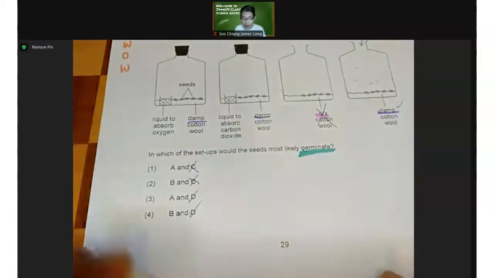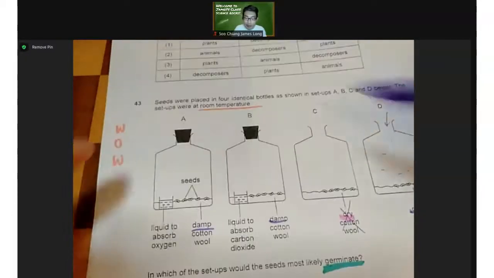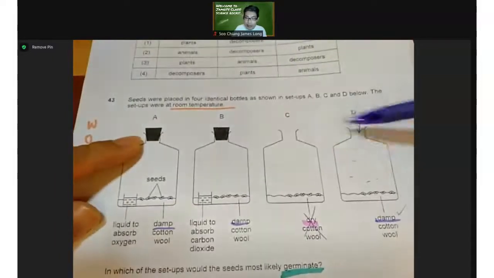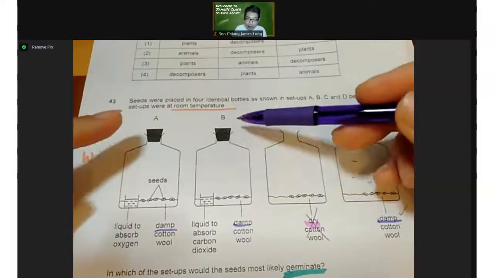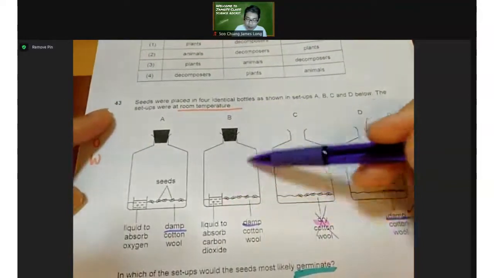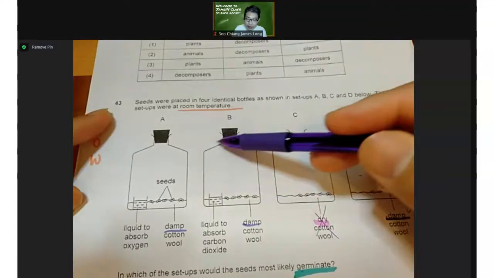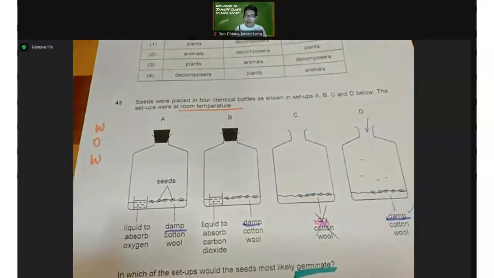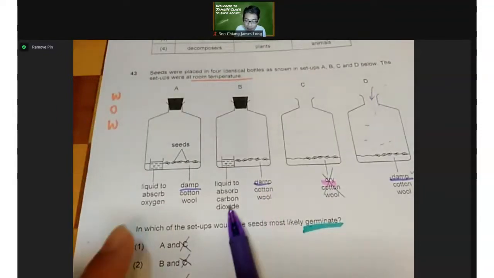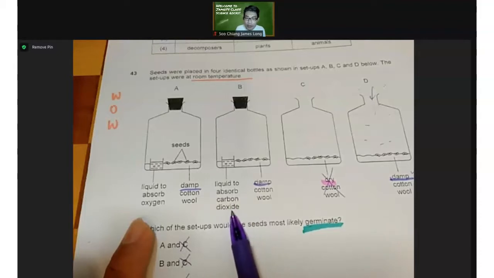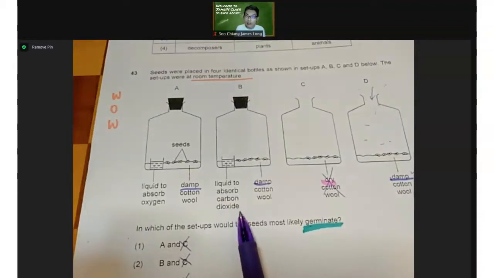So then you need to look at A and B. Now they are stoppered, right? You see these two, unlike the rest. If they're stoppered, it means that there's no exchange of gases. So whatever air is inside the container will contain the amount of oxygen it requires. If you look at these two containers, now we look at the liquid here. And this liquid absorbs carbon dioxide. Does it affect the oxygen level? No, it does not. It absorbs carbon dioxide, not oxygen.